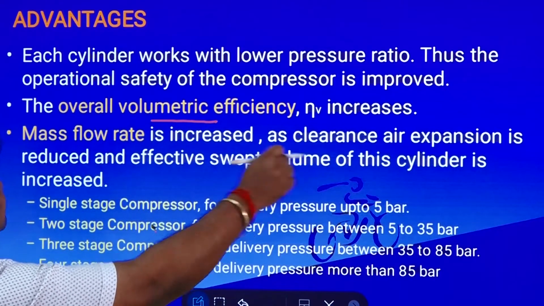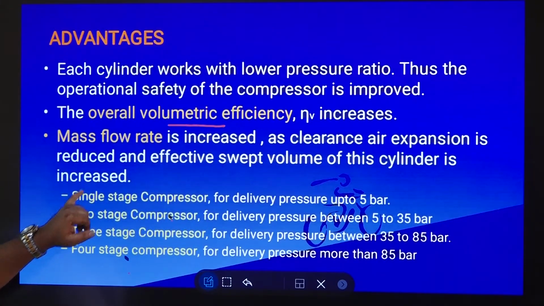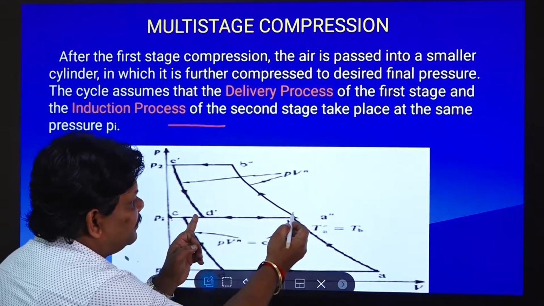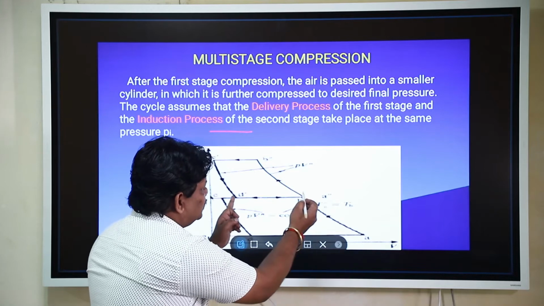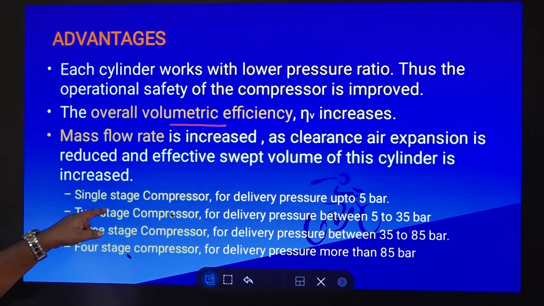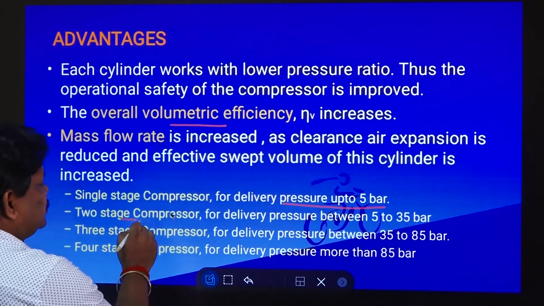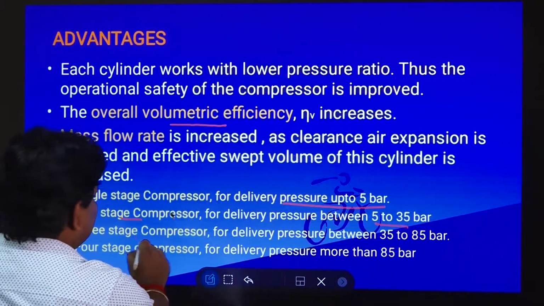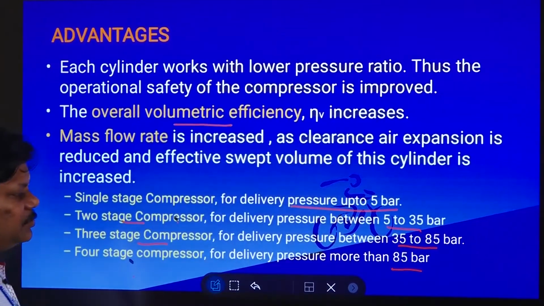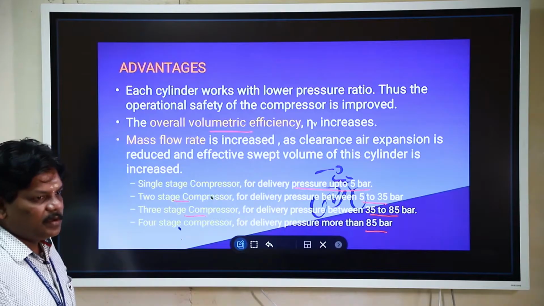The mass flow rate is also increased as the clearance air expansion is reduced and the effective swept volume of the cylinder is also increased. You can see in this diagram that the effective swept volume also increases. A single stage compressor gives a delivery pressure of up to 5 bar, 2 stage 5 to 35, 3 stage 35 to 85, and 4 stage is above 85 bar.